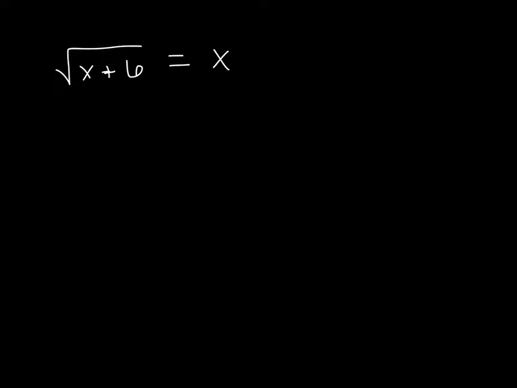You may remember from the last video that the inverse operation of a square root is a squared. So to get rid of the radical, I have to square it. So on the left side, the square and the square root cancel. We're left with x plus 6. Then on the right side, we have an x squared.